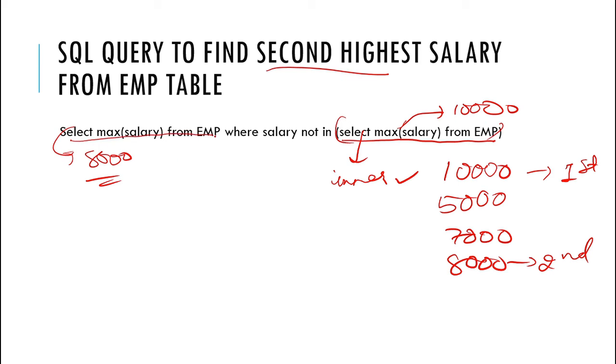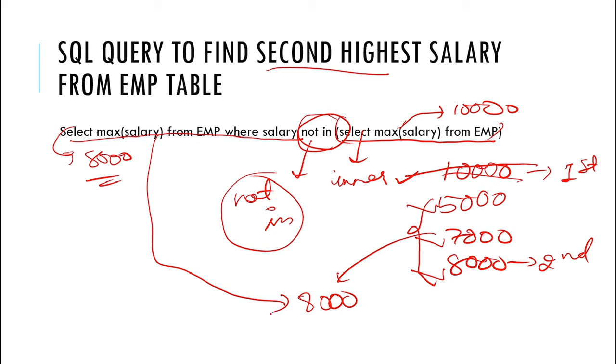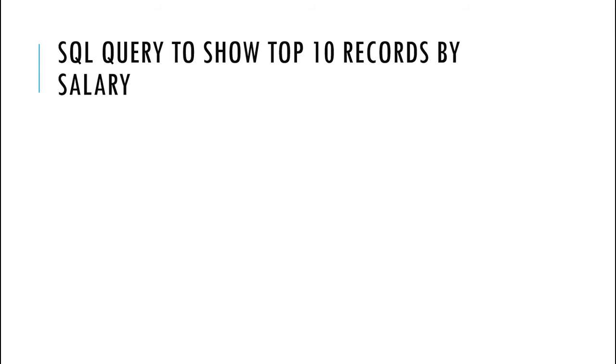Now we need to find the maximum salary from the employee which is not in this result. You are able to see this not in operator. So this 10,000 is removed, and from the rest we want to find the maximum. Among 5,000, 7,000 and 8,000, the maximum is 8,000. So this will give us the second highest salary. We are selecting the max salary which is not there in the maximum salary. So the highest salary is removed and we get the second highest salary. Okay, let's see the next question.